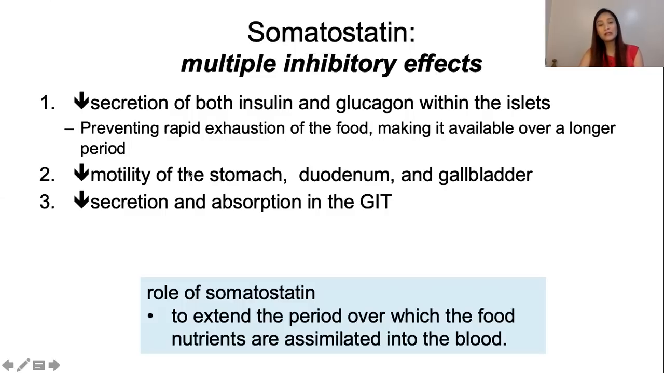So if there's decreased motility, there will be more time for the food to be absorbed in the stomach, the duodenum, and then there will be slow absorption of the nutrients in the gut, so that the assimilation of nutrients from the food will be maximized.